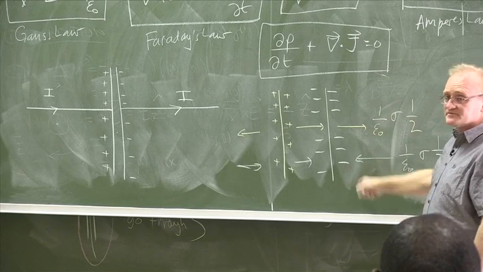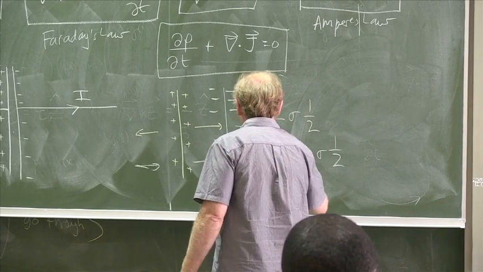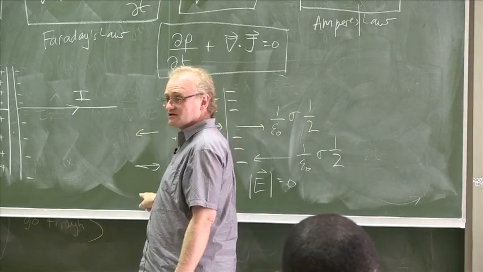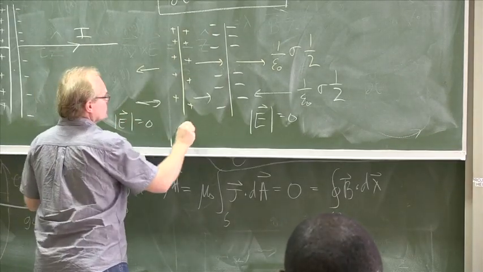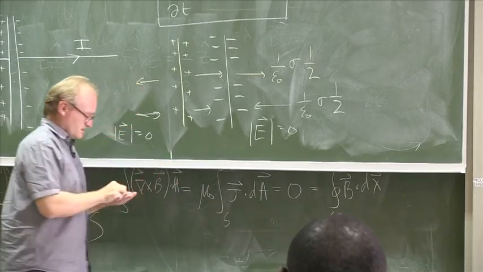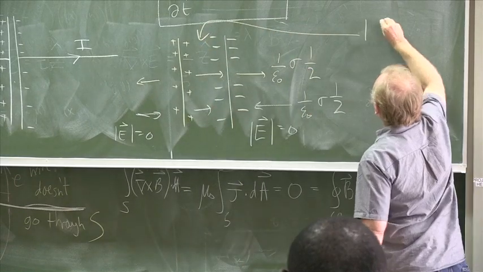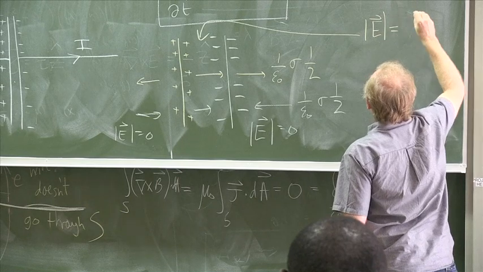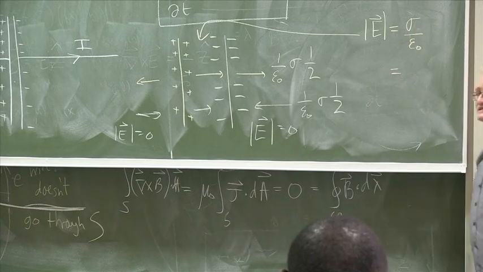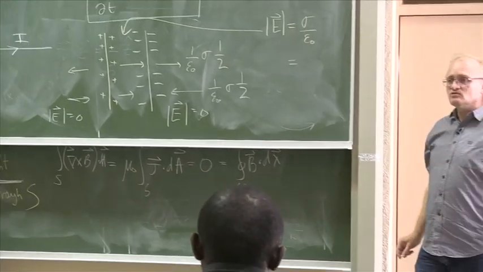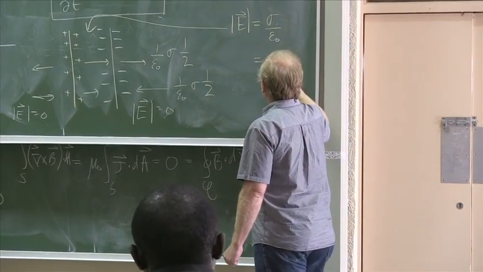So what's the field over here? 0. So here, the mod of E is naught. What's the field over here? What's the field in the middle? Good. If I write sigma in terms of Q, what is sigma in terms of Q? Q over A epsilon naught.